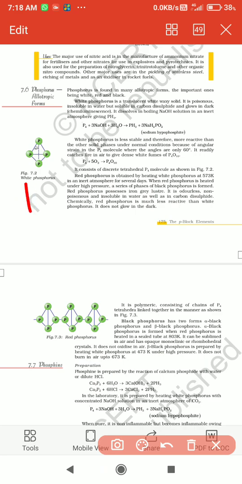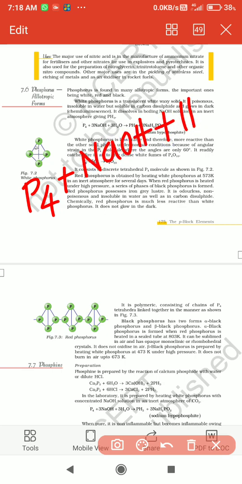Let us see the structure once. P4, white phosphorus, when treated with sodium hydroxide and water, gives phosphine.